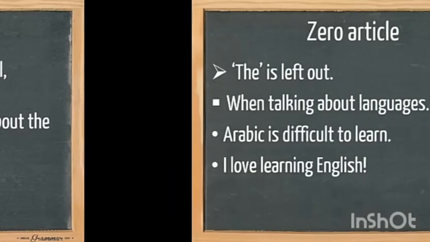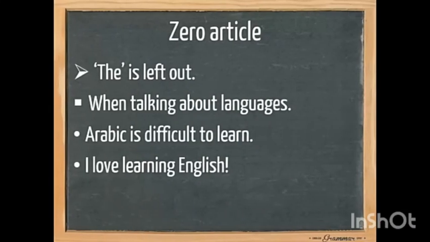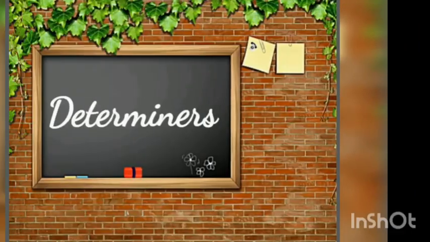The last case where we don't use any article is when we talk about languages. For example, Arabic is difficult to learn. I love learning English. Here, before the name of the language, we have not used any article.